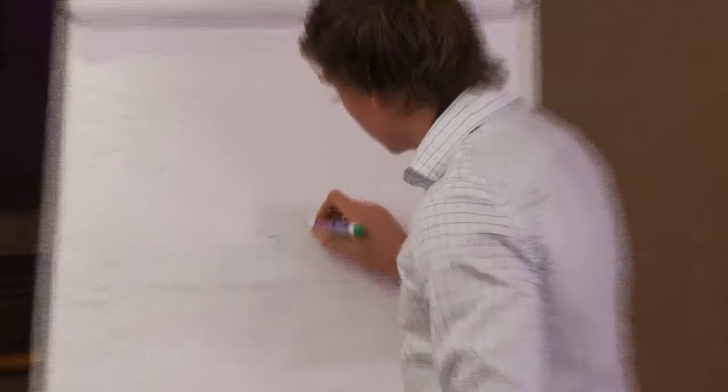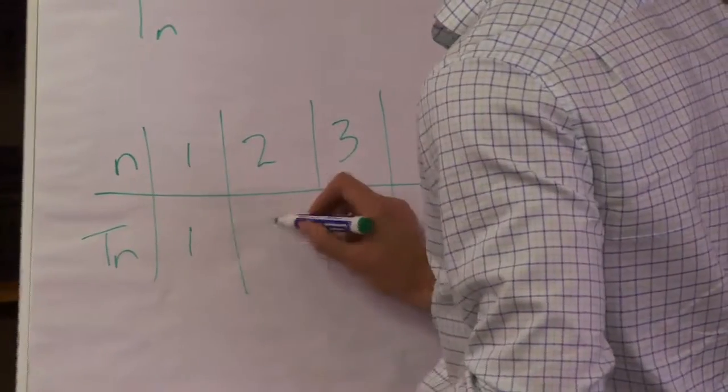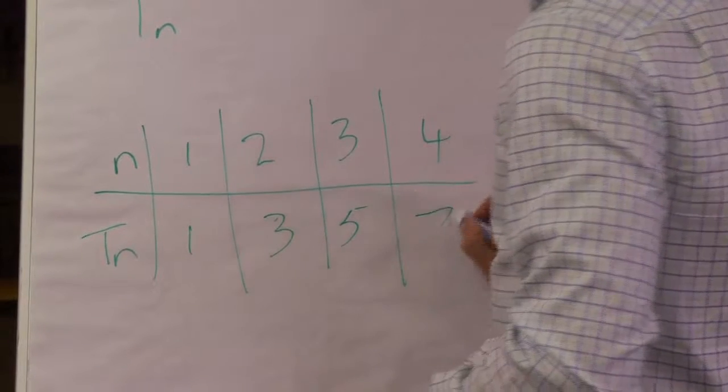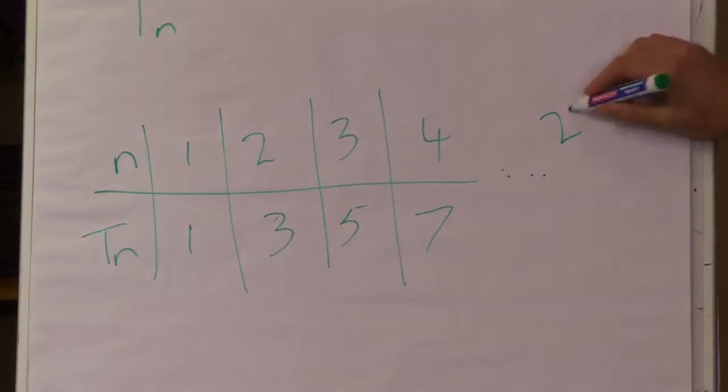What does the n stand for? Good question. I'll tell you now. It's 1, 3, 5, 7.